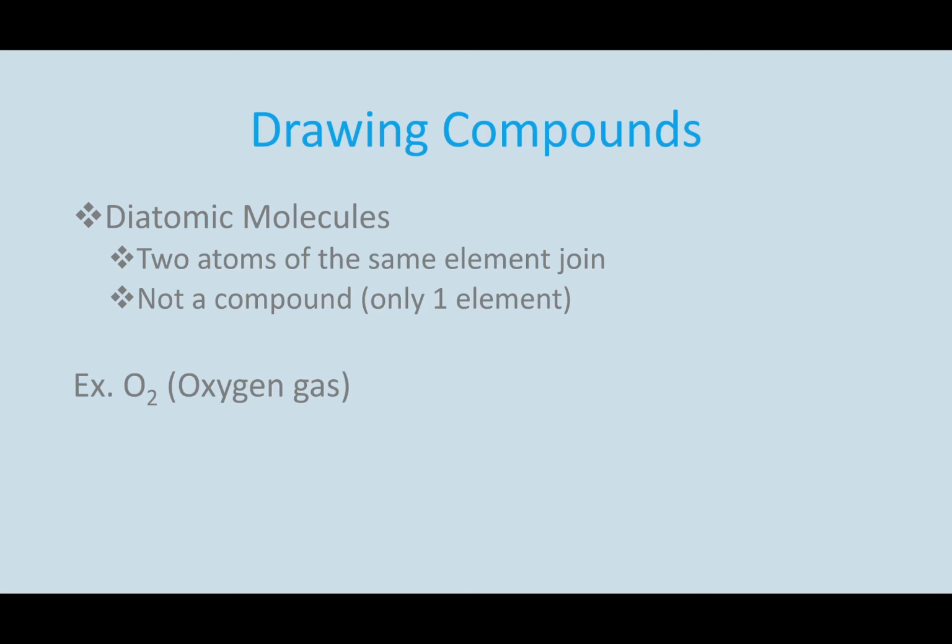So O2, or oxygen gas, basically means we have two oxygen atoms. So we have O and O. They both have 6 electrons in their outer shell. Because they're two nonmetals, they're not going to lose electrons to each other or gain electrons from each other. So what's going to happen is they're going to share electrons. So they're going to form two bonds.